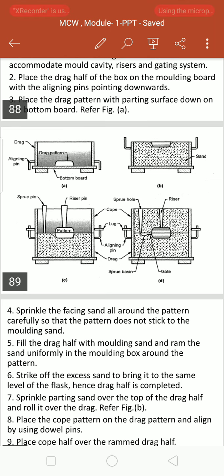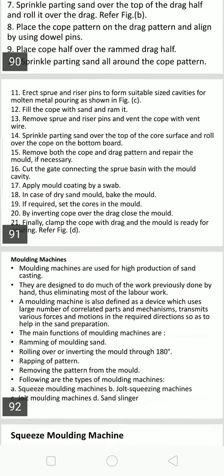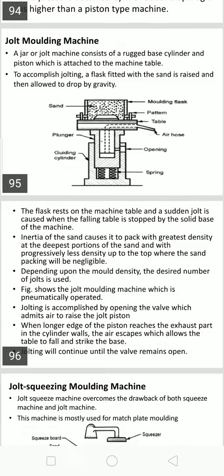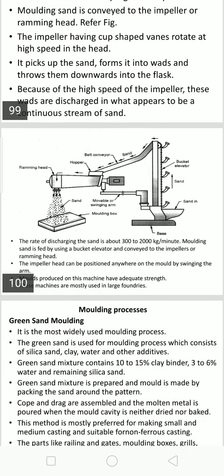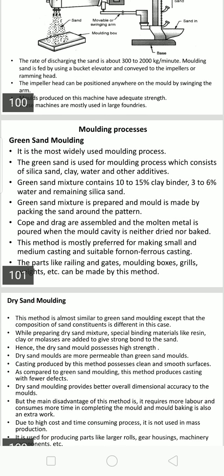By the time it is ready for pouring, you are simultaneously preparing molten metal in the furnace. The metal is transferred into the ladle and poured into the mold. Once poured, the mold is subjected to solidification. After solidification, you break the mold boxes and take out the casting. That is exactly green sand molding as we discussed in the earlier class, and the procedure is the same for the other molding processes.